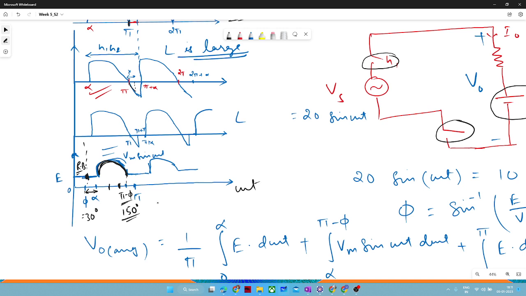I hope there is no doubt, but still, if there are any doubts, I am ready to take it. You may ask, because understanding these waveforms and circuits is really important; wherever you go, you will find questions based on these concepts.